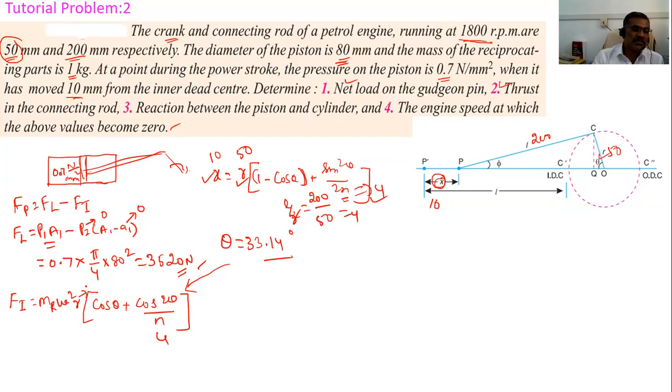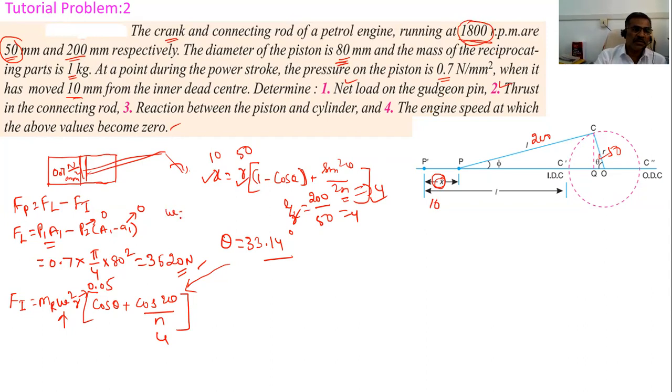But you substitute the R in meter, because I want the inertia force in Newton. So you have to substitute 0.05. What is the value of omega? Omega is equal to 2 pi n by 60. What is the value of n? N is equal to 1800.